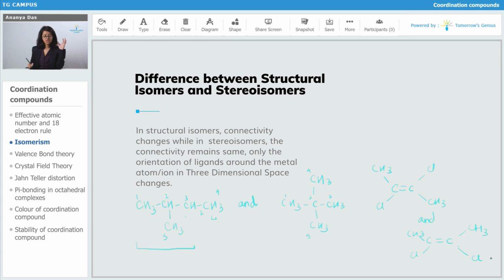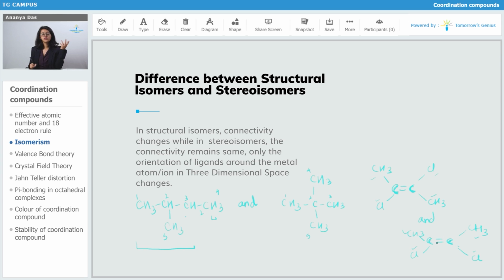you can see the connectivity is not changing. This carbon was attached to CH3 and Cl and another carbon. This carbon is still attached to CH3, Cl and another carbon. This carbon was attached to CH3, Cl and another carbon, and this carbon is still attached to CH3, Cl and another carbon. Connectivity has remained the same.